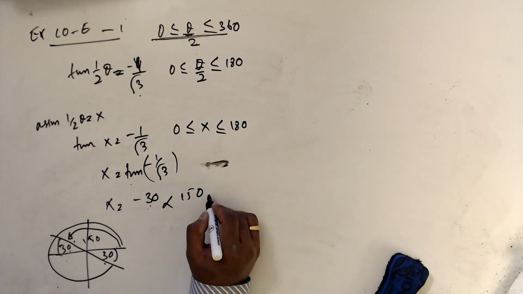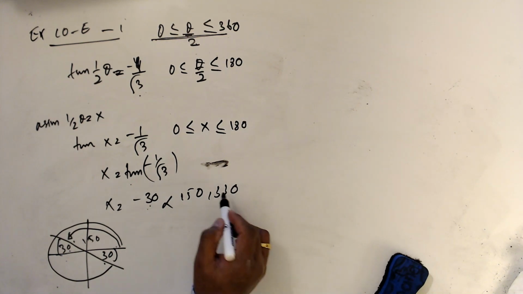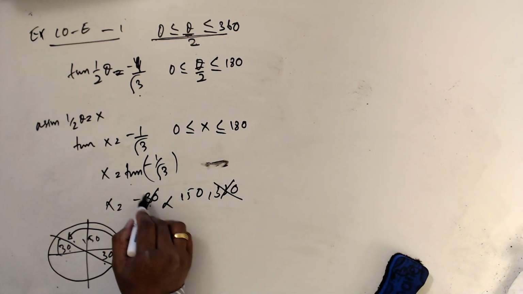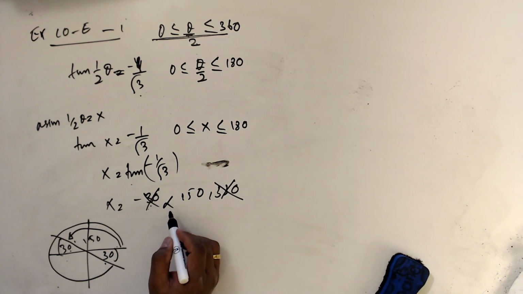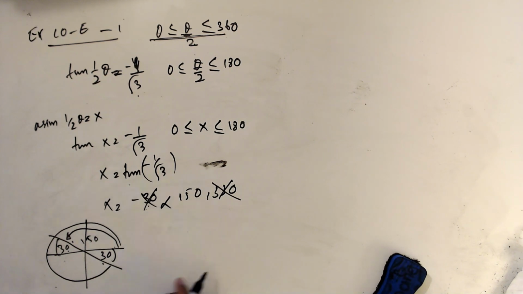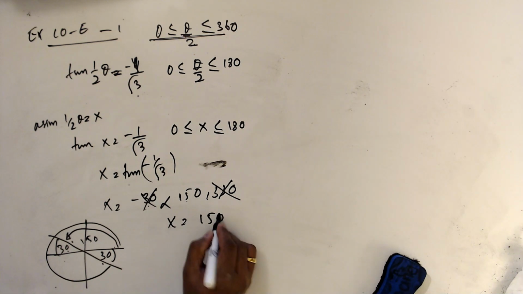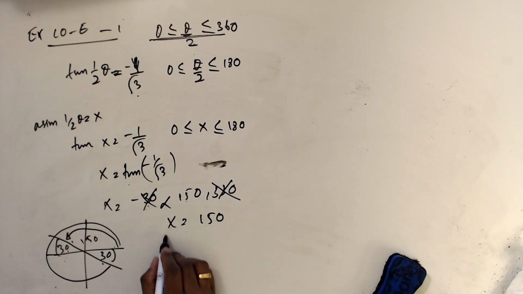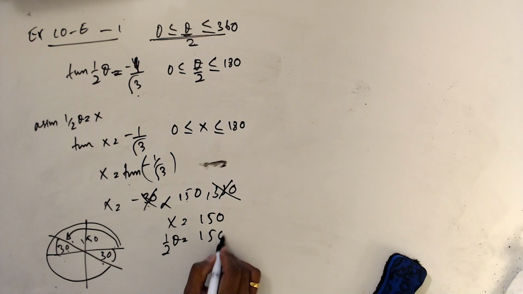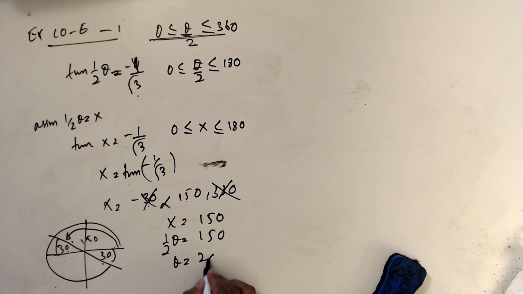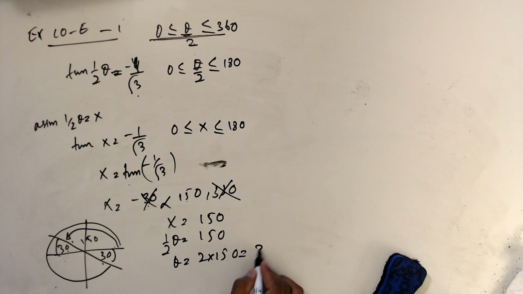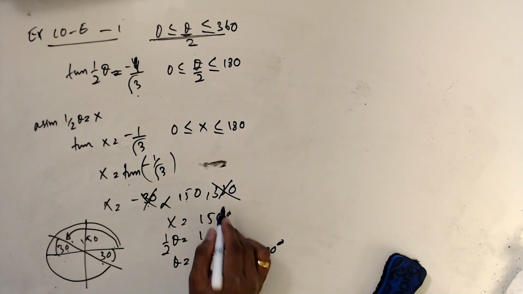360 minus 30 is 330. This is out of range. This is also out of range. We have only one answer, that is 150. So x equals 150. Now we replace x. Half a theta is 150. Then theta means 2 times 150, which is 300.